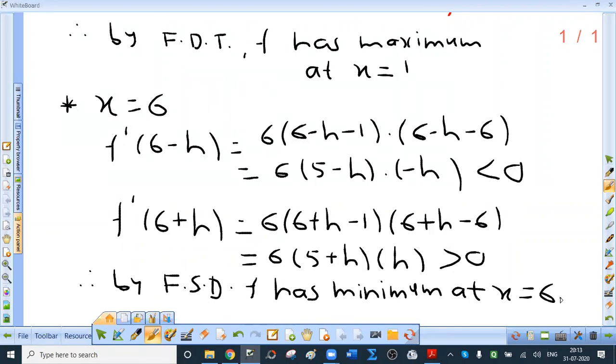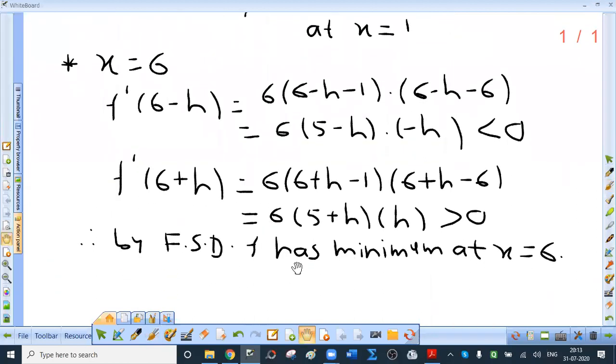Of course, you have to find the minimum value and maximum value also. How to find that? See, function has maximum at x equal to 6. I'm sorry, minimum at x equal to 6. So f of 6 is the minimum value. Function has maximum at x equal to 1. So f of 1 is maximum value. Okay.